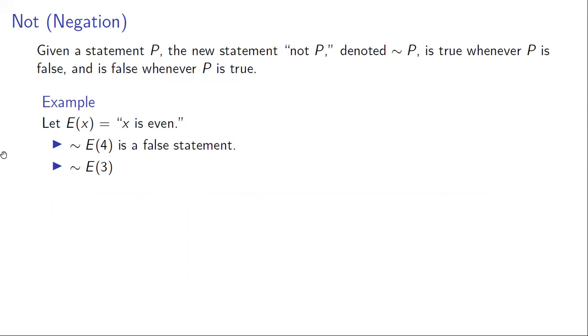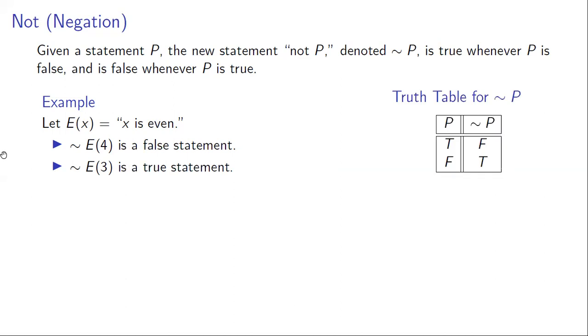How about this? It is not true that 3 is even. That's true, right? Here's a truth table for not P. Here we only have the variable P to deal with. We don't have P and Q, just P. So the only two possibilities for P are true and false. When P is true, the result, not P, is going to be false. When P is false, the result is going to be true. In other words, not P is going to be true.